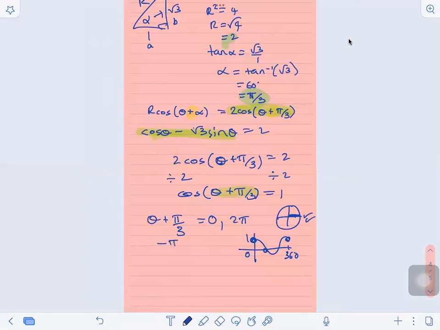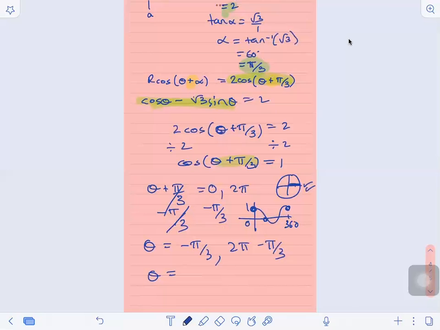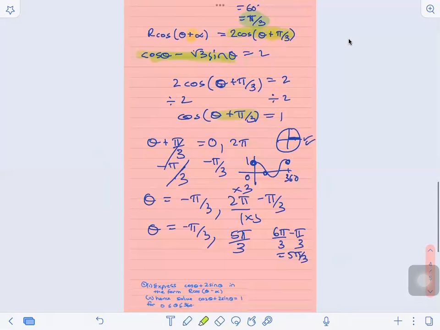So now we need to take away pi on 3 from both sides. So they'll cancel out and you get theta equals minus pi on 3 and 2 pi minus pi on 3. Theta equals minus pi on 3, and if you times that by 3 to get the common denominator, that'll be 6 pi minus pi. So it'll be 5 pi on 3, because that's 6 pi on 3 minus pi on 3, 5 pi on 3. And there are your two answers.